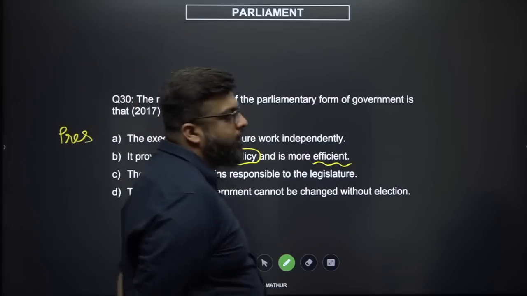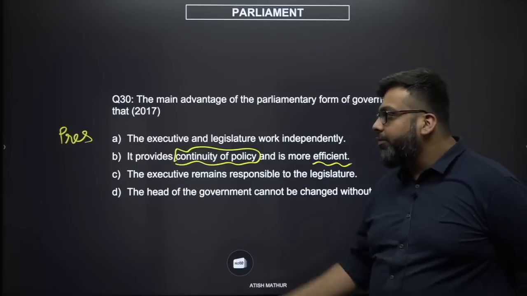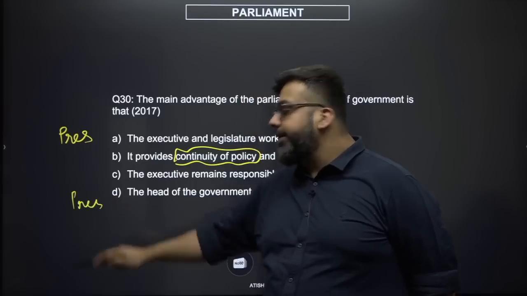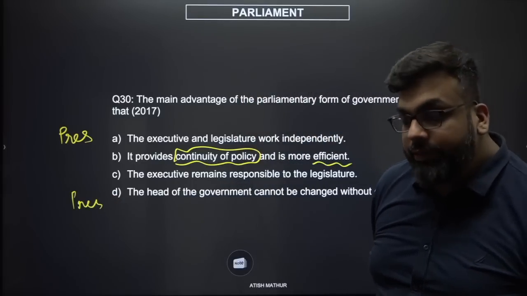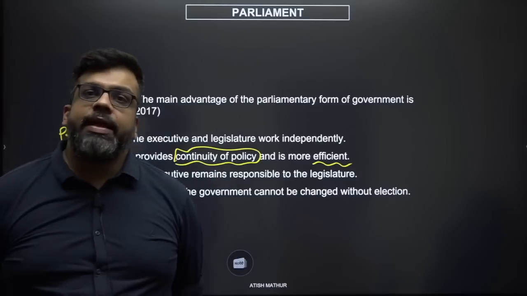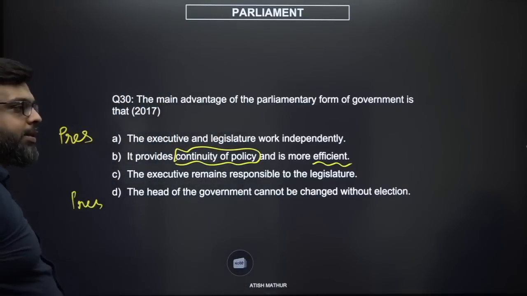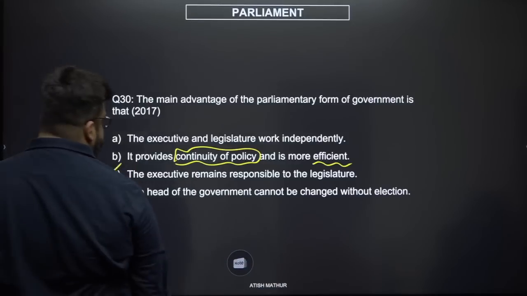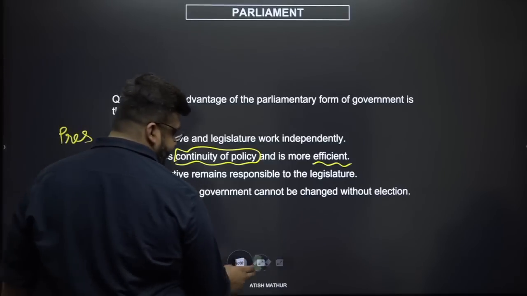You can change the head of the government without election because you are not electing the head of the government. You are electing the head of the government in a presidential election. And in India also, if the prime minister dies, who is the head of the government in a parliamentary democracy, you don't necessarily have re-elections. You then select the next prime minister because the party still has majority in the Lok Sabha. Your answer would be C. The executive remains responsible to the legislature.